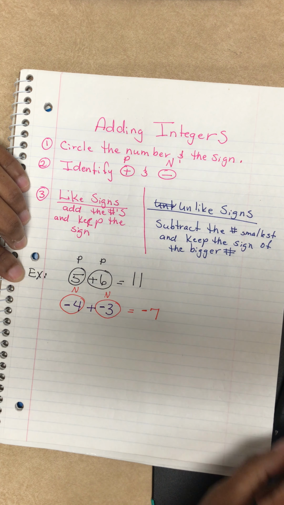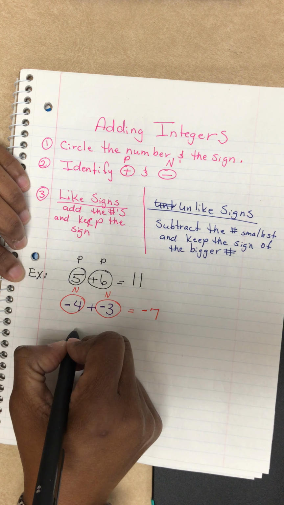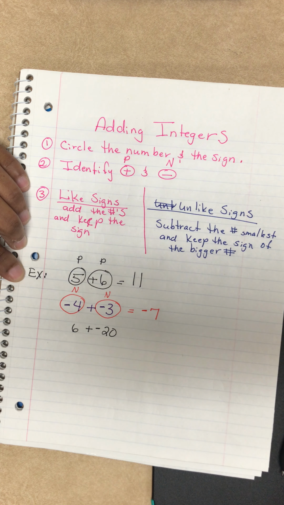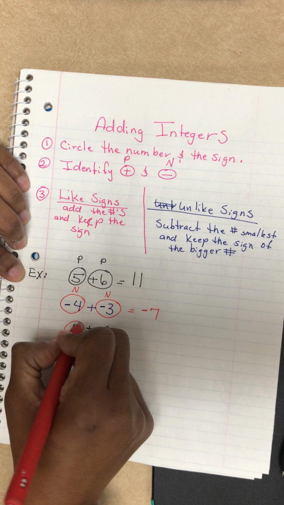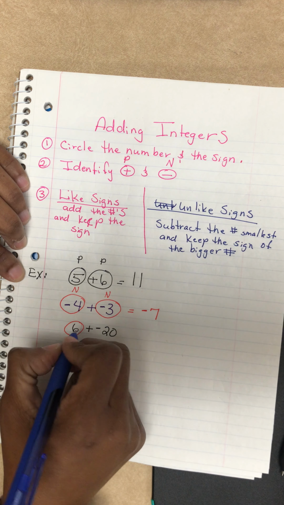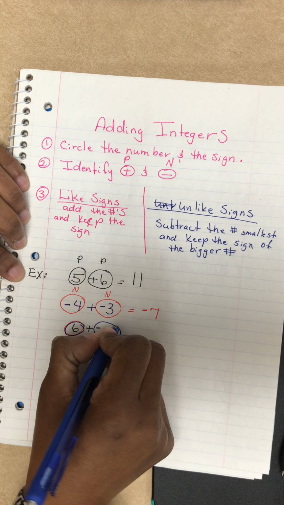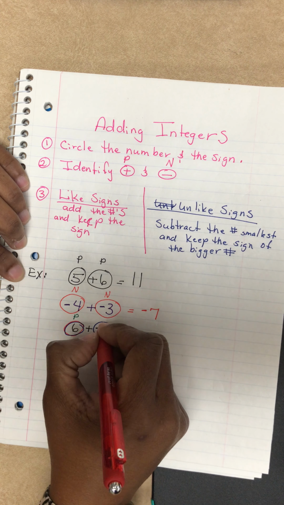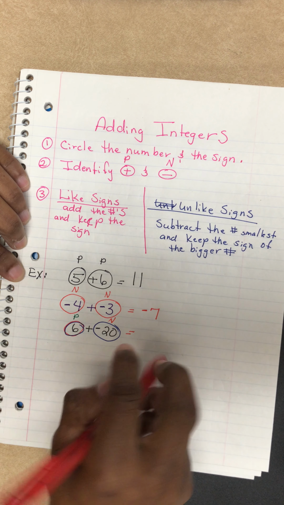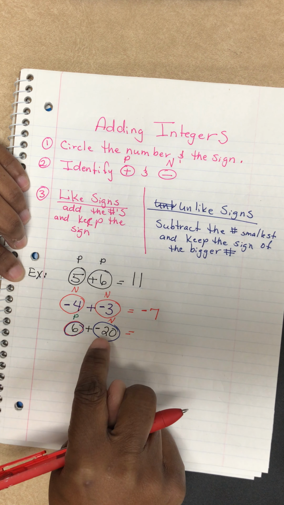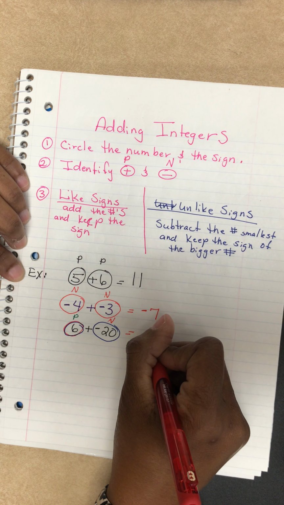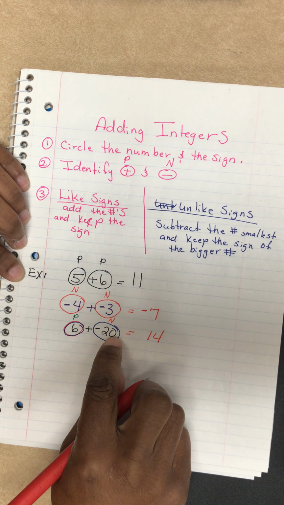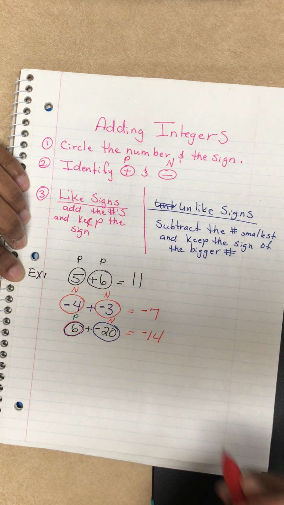Let's do another one. Let's take it up a degree. 6 plus negative 20. Circle the signs. So here we have a positive, and here we have a negative. So what does it say? The signs are different, so we're going to subtract 6 from 20, which is 14. Then we take the sign of the larger number, absolute value of this, and that's going to be a negative. Negative 14 is your answer.